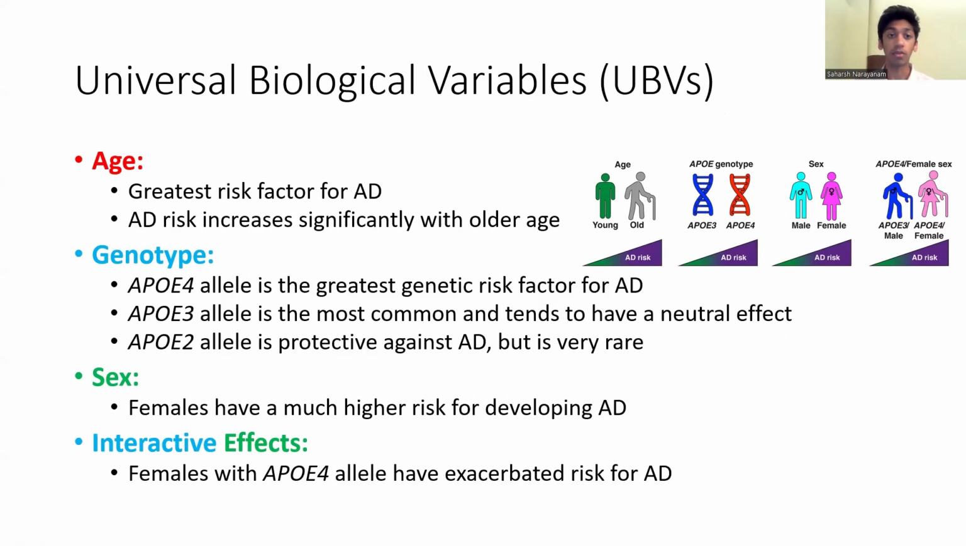Age is the greatest risk factor for AD, and AD risk increases significantly with older age. Genotype: the ApoE4 allele is the greatest genetic risk factor for AD. The ApoE3 allele is the most common and tends to have a neutral effect, and ApoE2 is protective against AD, but is also very rare. Sex: females have a much higher risk of developing AD, and there are interactive effects in that females with the ApoE4 allele have an exacerbated risk for AD.